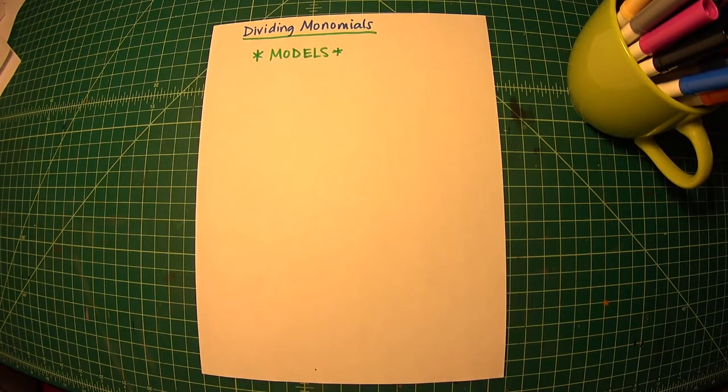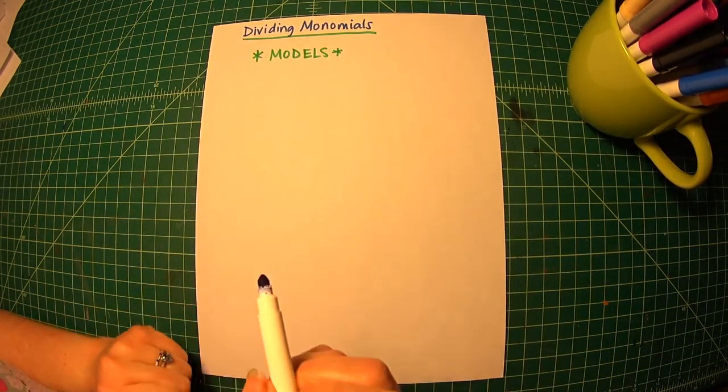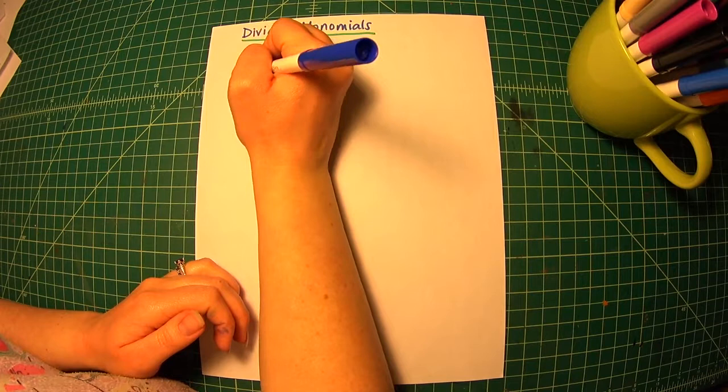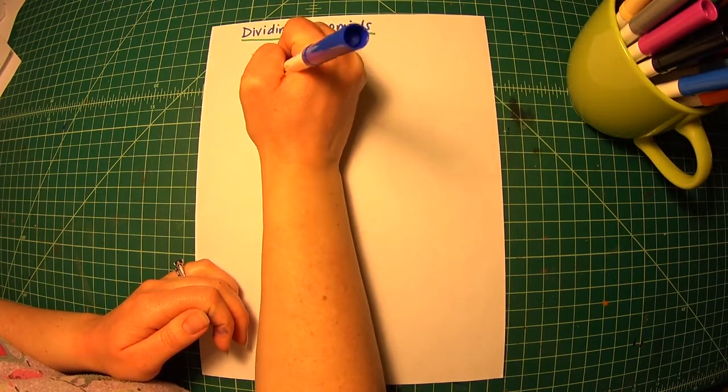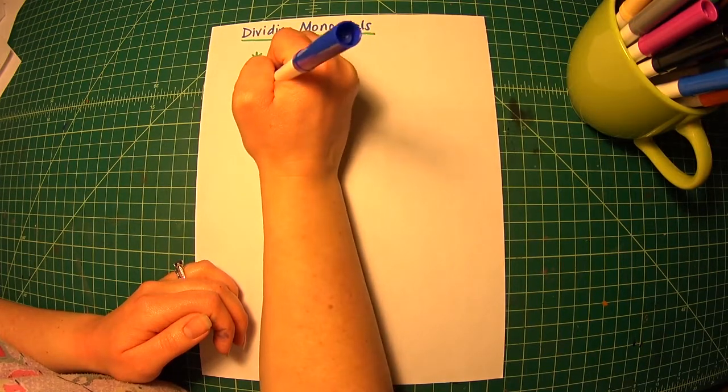In this video, I'm going to be showing you how to divide monomials using models. So the first question we'll look at is negative 10x squared divided by 5x.